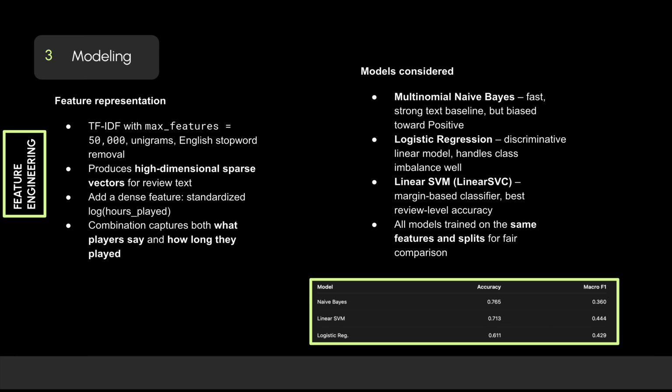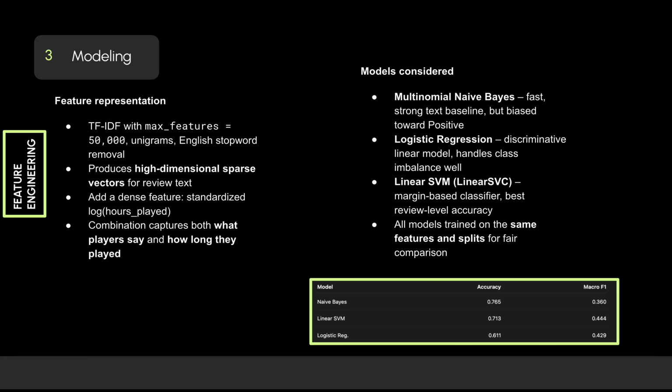we have multinomial naive Bayes, which is strong because it's fast, but it does bias towards the majority class, and it ended up having a low macro F1 and a pretty high balanced error rate, especially for the mixed and negative classes. And game level performance actually drops, though it has a stronger review level accuracy.